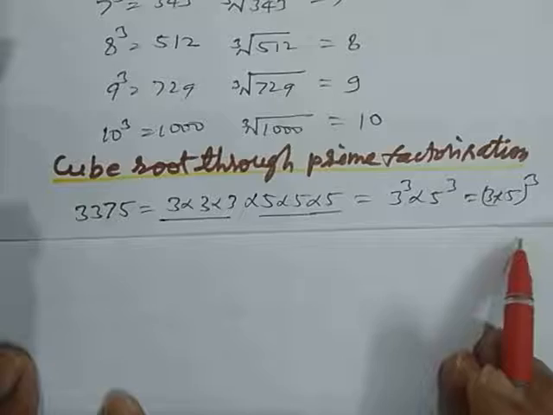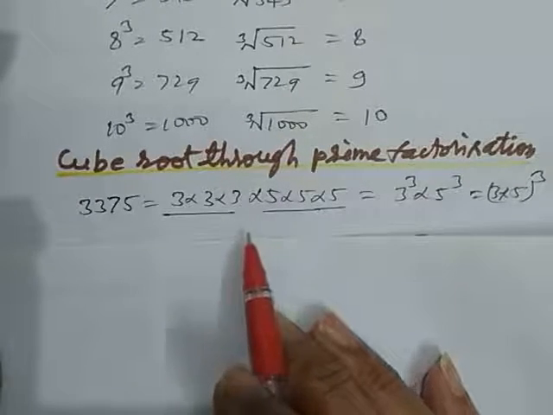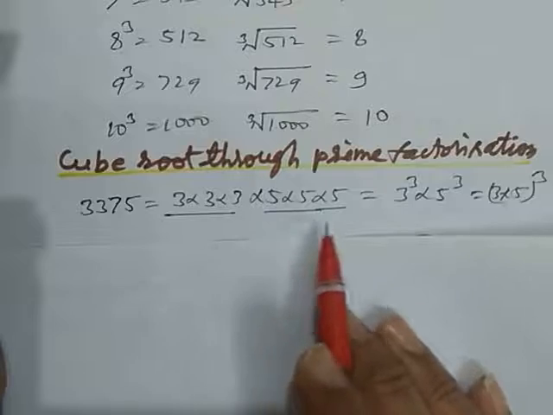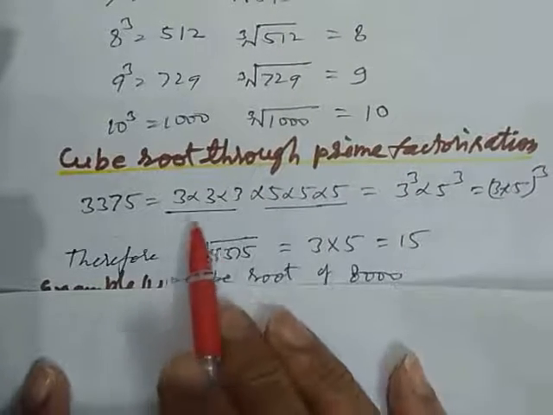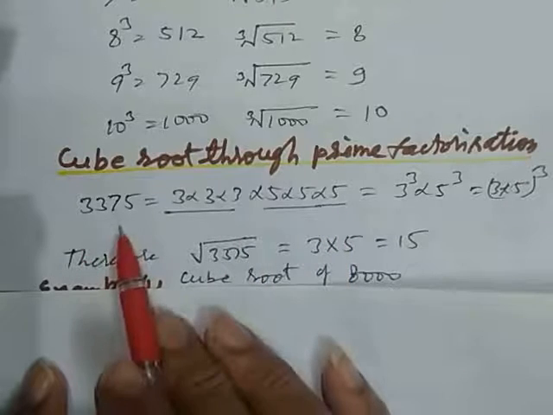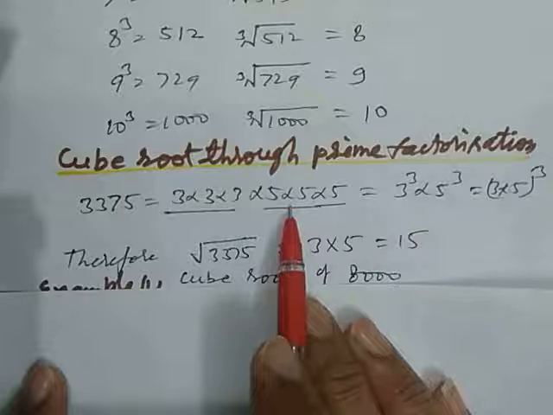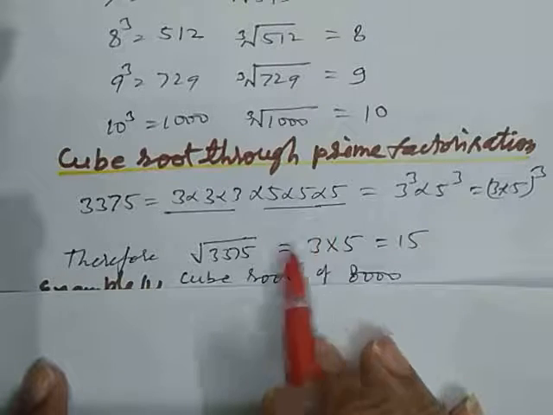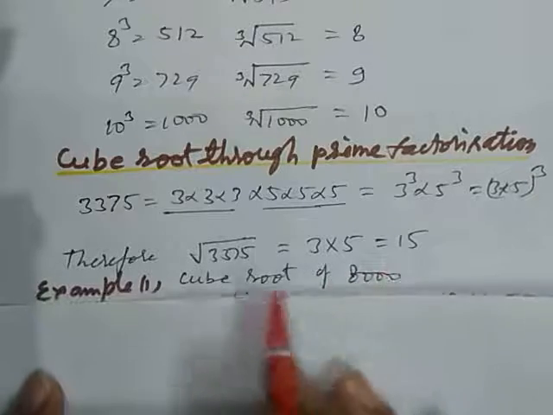So to find the cube root, first we find the prime factorization. Here is the prime factorization of 3375, and by taking one from each triplet group we select 3 and 5, so the cube root is 15.